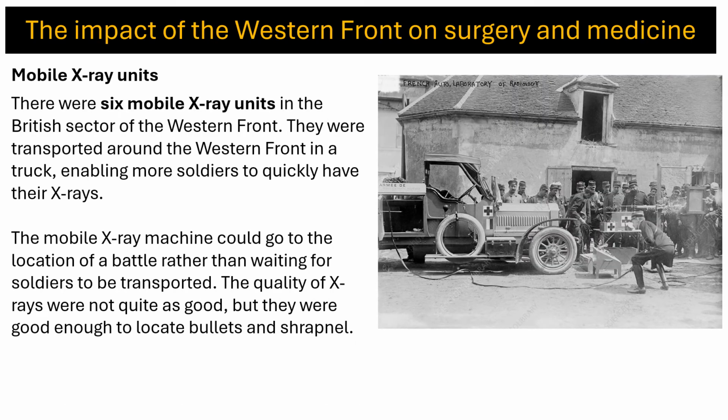Mobile X-ray units. So there were 6 mobile X-ray units in the British sector of the Western Front. They were transported around the Western Front in a truck, enabling more soldiers to quickly have their X-rays. The mobile X-ray machine could go to the location of a battle rather than waiting for soldiers to be transported. The quality of X-rays was not quite as good, but they were good enough to locate bullets and shrapnel.